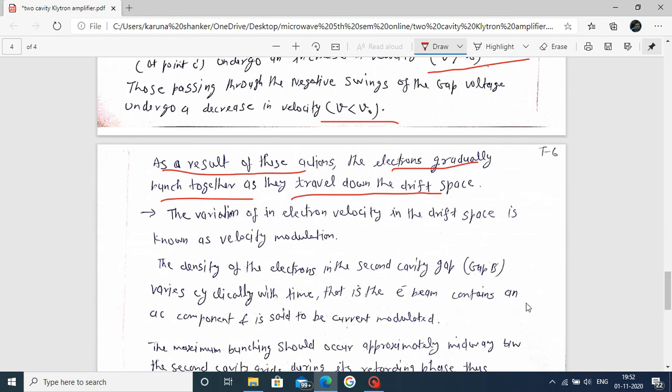Now, one of the definitions is noted down here: the velocity modulation, the variation of electron velocity. The variation of electron velocity in the drift space is called the velocity modulation. Note this point, very important.